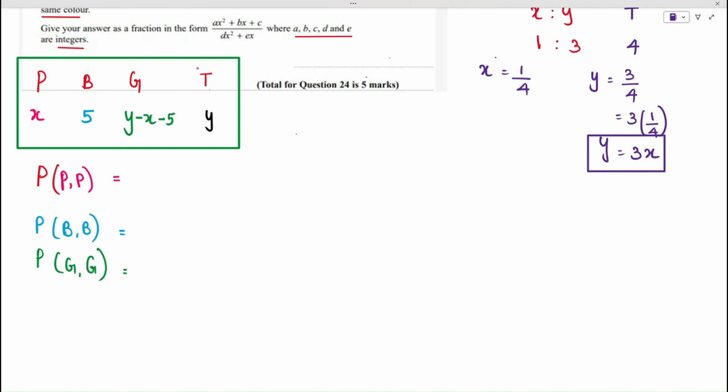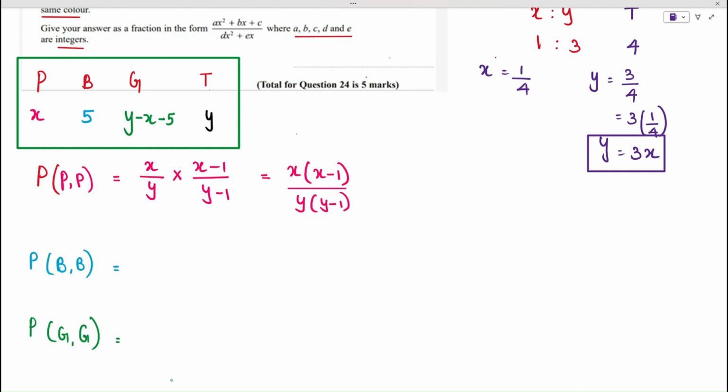So let's start off with our probability of getting 2 pinks. The number of pink counters is x, and this is out of y, so that's the probability of taking 1 pink counter. Then taking another one, because it's not replaced, it will be x minus 1 over y minus 1. This takes into account that you've already taken a pink counter, so the number of pink counters has decreased by 1, so that's our x minus 1, and the total number of counters has also decreased, which is y minus 1, because we've removed that pink counter. So when we multiply it together, we get x times x minus 1 all over y times y minus 1.